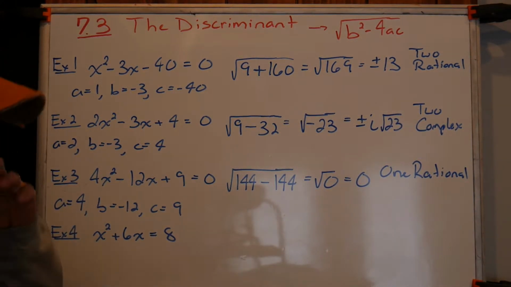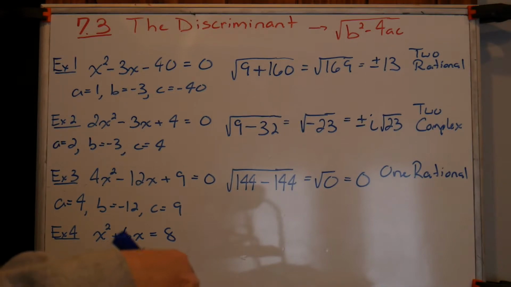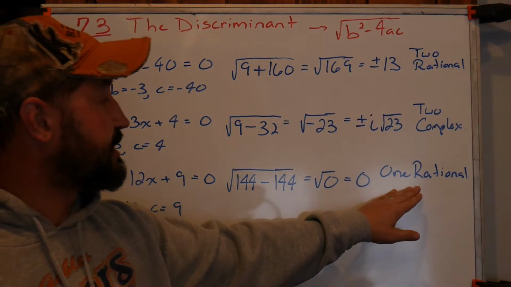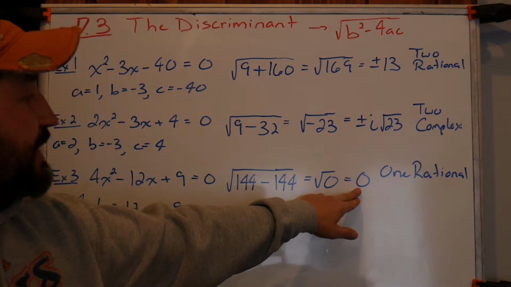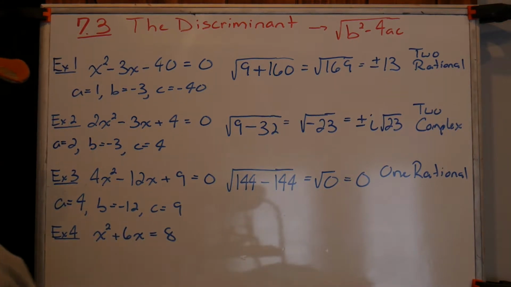This will play a role in the future. With example, might be example 6, I think, or no, example 5. It gets to where it's going to ask us for one rational. We know this is the only time we get one rational solution, is when it's square root of 0.